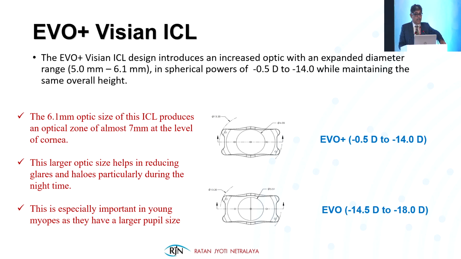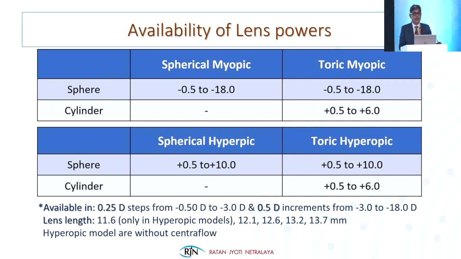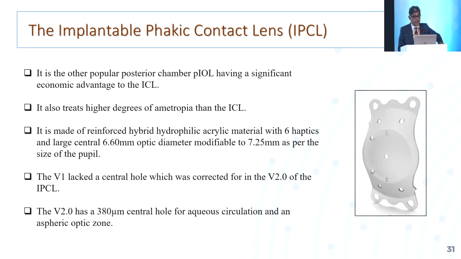With the newer generation Vision ICL, the optic size has been increased to 6.1 millimeter, which is around 7 millimeter at the level of the cornea. This reduces glare and halo phenomena in larger pupils, which are commonly seen in young myopes, and is very beneficial to these patients, especially during night driving. As I said earlier, it is available up to 6 diopters correction of astigmatism, from -0.5 to -18 diopters, and from +0.5 to +10 diopters.